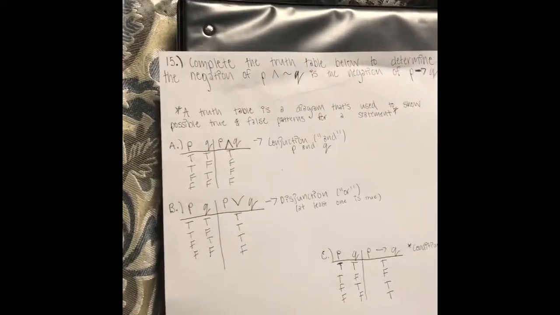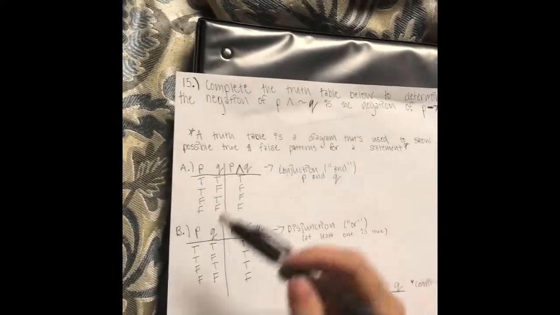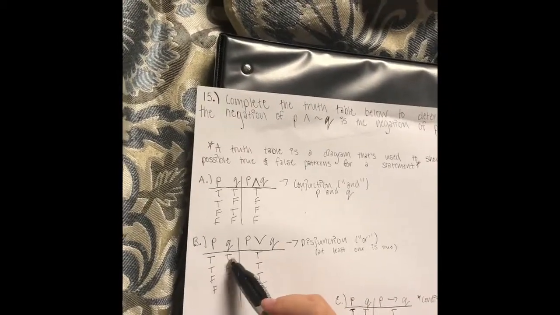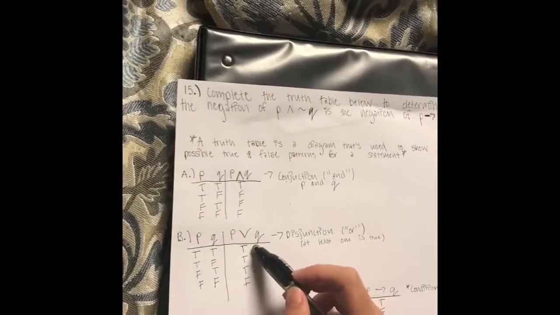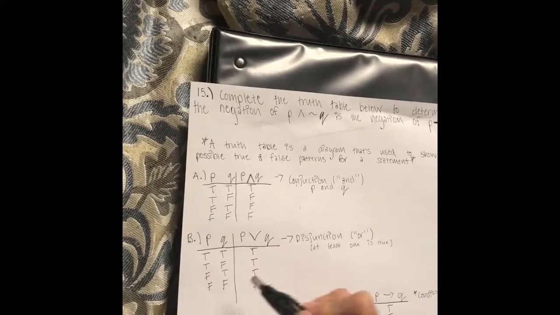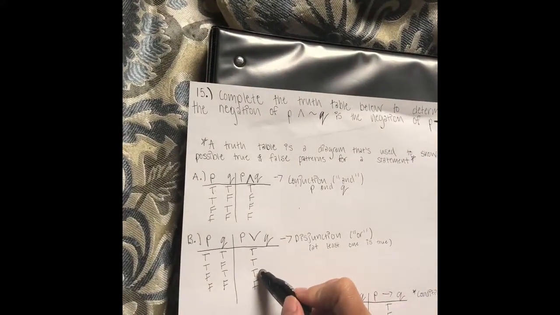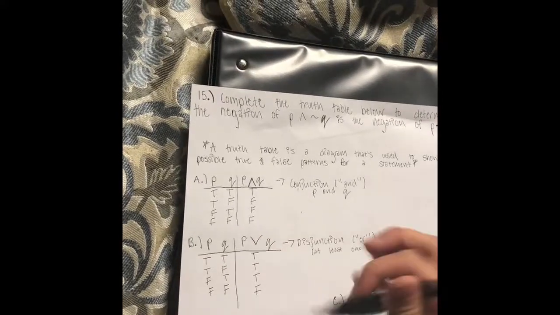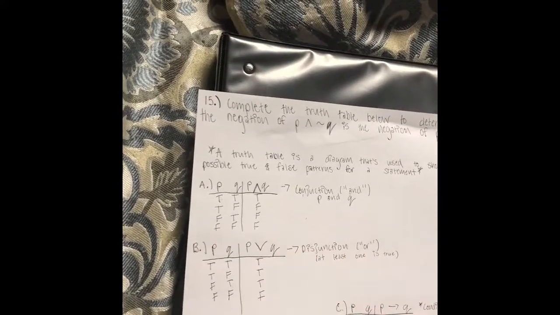And then we have our disjunctions, or statements. So in this case, at least one of them has to be true. So as you can see here, P is true, Q is true, so P or Q is true. But here you have, if P is false, Q is true, P or Q is still going to be true because one of them is true at least.